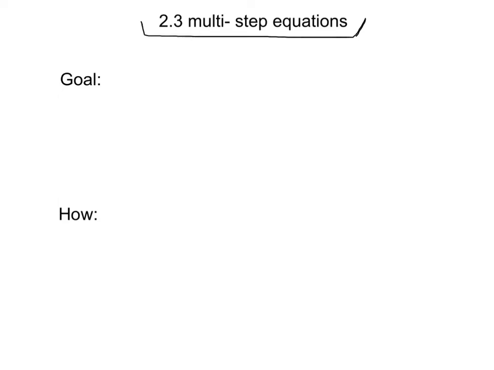In section 2.3, we're going to look at multi-step equations. In the last section, we looked at one- and two-step equations. And when we talk about multi-step equations, the goals are pretty much going to be exactly the same. Our goal is still to isolate the variable. But the key is when we isolate the variable here, it's probably going to take us more than one step. So the question is, how do we do this?